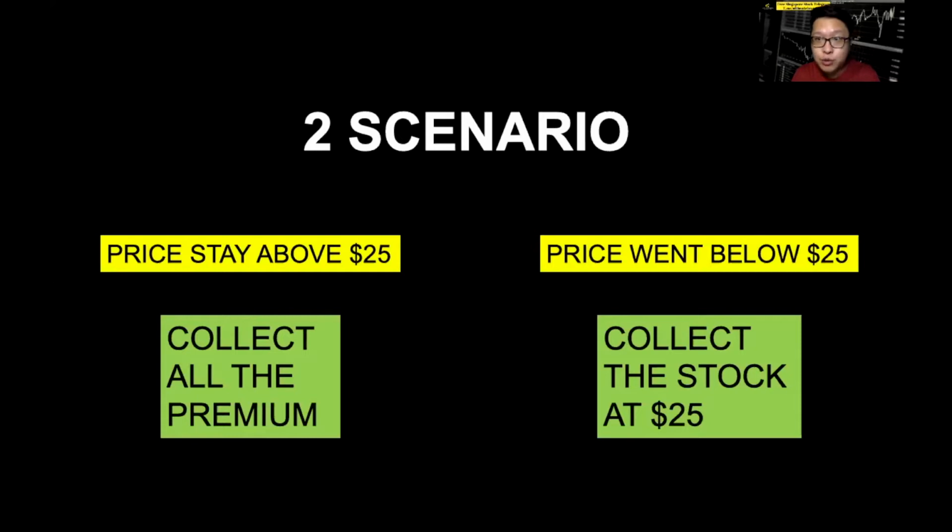What I have to do is very simple. I just have to pay $25 for 100 shares. How much do I need to pay? 25 times 100, which is $2,500. So remember this: if the price drops below $25, you need to come out with $2,500 to own the shares. And if the price stays above $25, nothing happens. The $100, you keep it and it's totally safe.